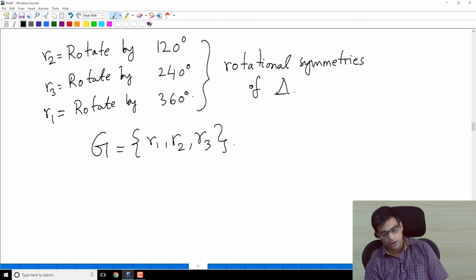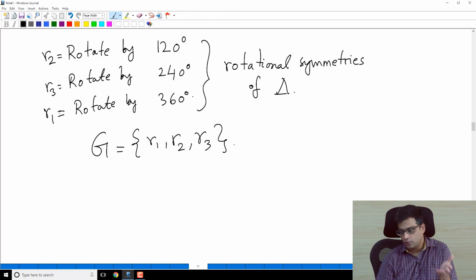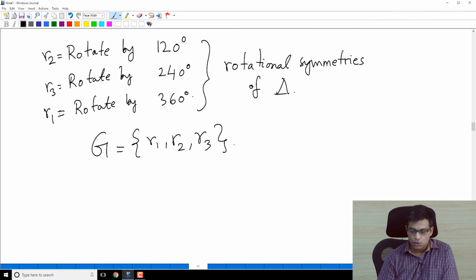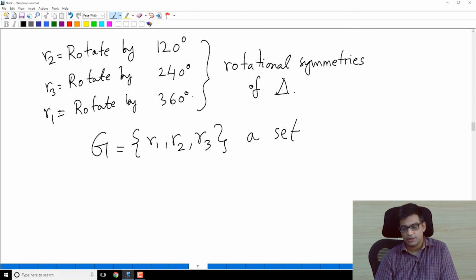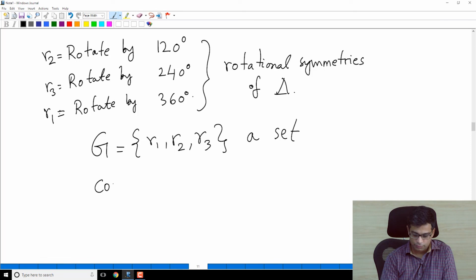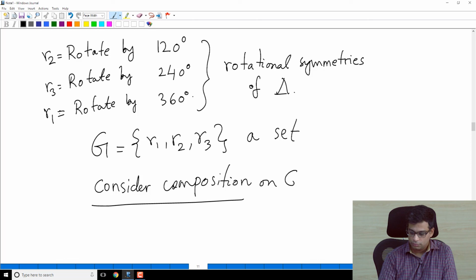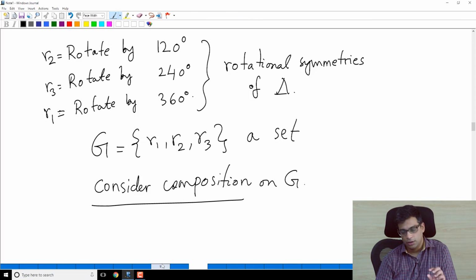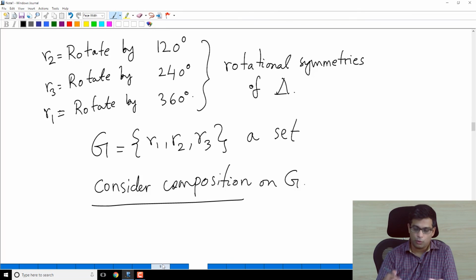I am doing this example so that you get an idea of different kinds of groups that we encounter in mathematics. This is a set, and it is simply the set of all rotational symmetries of an equilateral triangle. As the previous two examples indicated, we need an operation on this set. The operation is again composition. I can compose two rotations, and if you compose two rotations, you get another rotation.